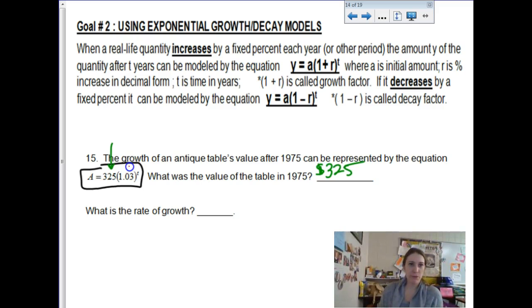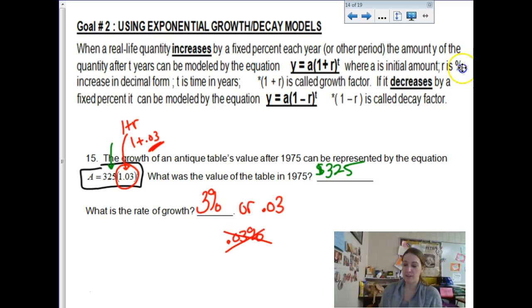And then the rate of growth is kind of sort of in this base. Remember, this is 1 plus the rate of growth. So this is really 1 plus 0.03. If I asked you how fast was it growing, that's the 0.03, but a better answer would be 3%. You can write 0.03 as well, but what you cannot write is 0.03 with a percent sign after it. That means something totally different. So choose how you want to write your answer.